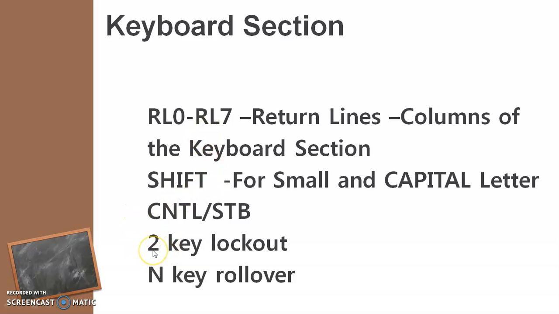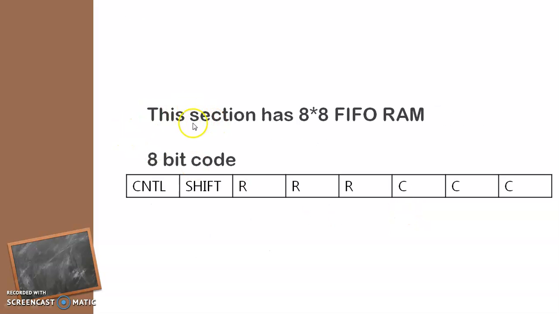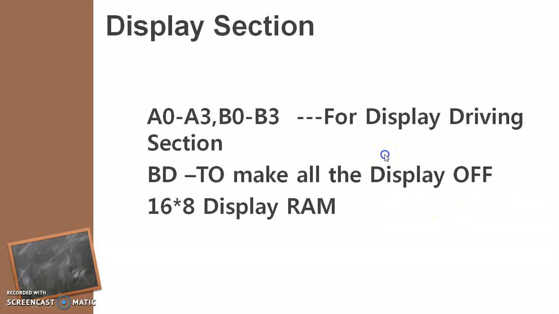And there are 2 ways by which your key could be scanned: 2 key lockout and N key rollover. In 2 key lockout, when 2 keys are pressed simultaneously, the first key is considered and the second key is discarded. In N key rollover, simultaneous N key presses will be accepted and stored in your FIFO sensor RAM. The format of the data entered in the FIFO sensor RAM is this: the control bit, the shift bit, then 3 bits for rows, row 0 to row 7, then 3 bits for columns, column 0 to column 7.